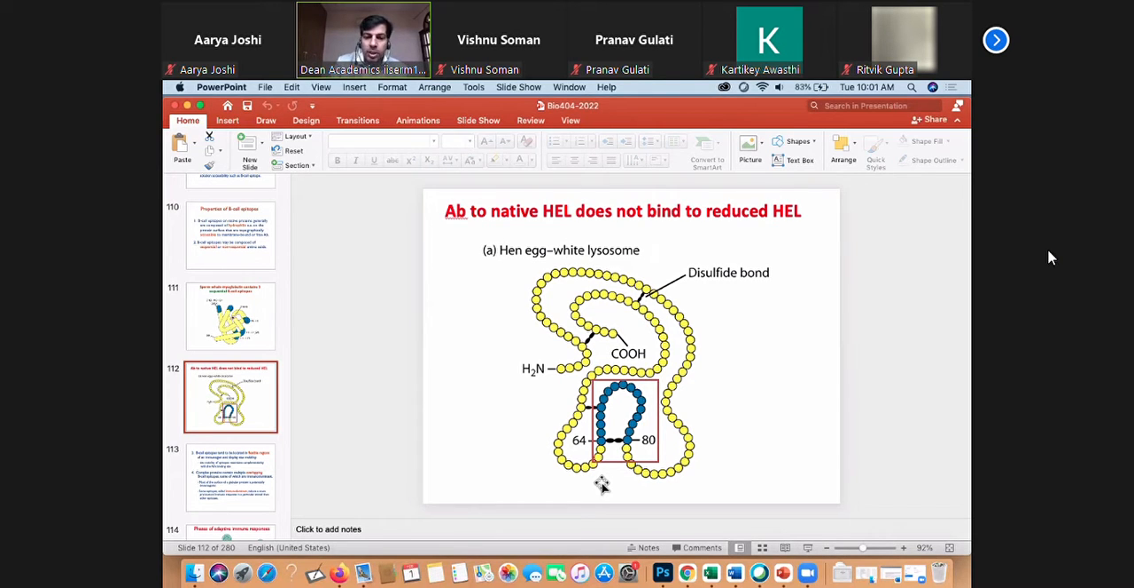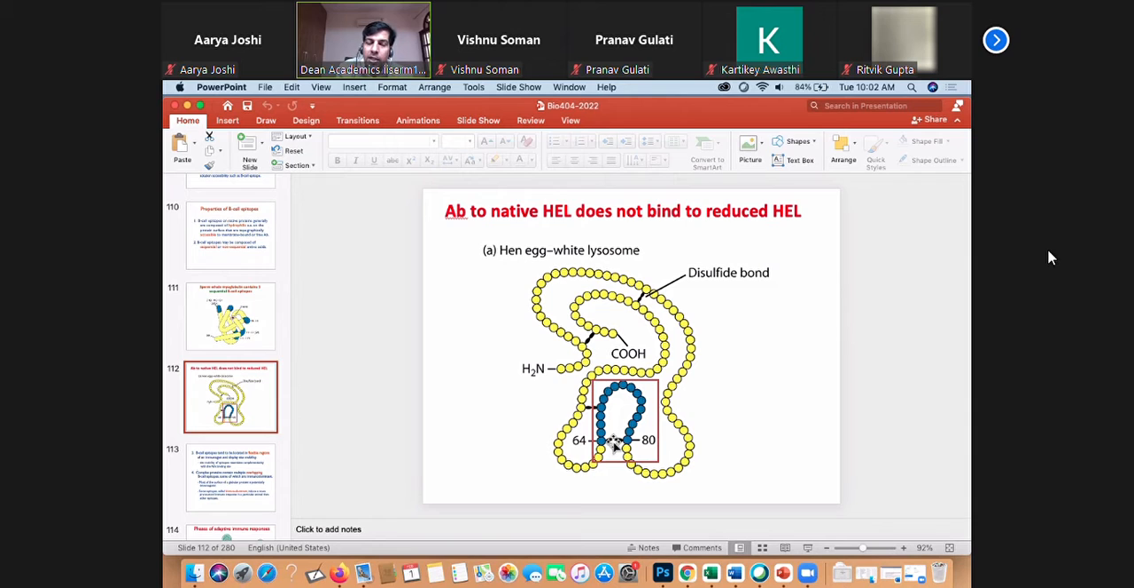Okay, so what is shown here with blue dots is all the amino acids, and from 64 to 80 amino acid, you have one epitope, but that does not say that this epitope is critically involving every single amino acid that you have. Maybe it's present in this region, and this region will only form this epitope once this has formed the disulfide bond.